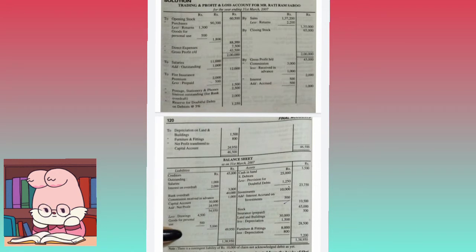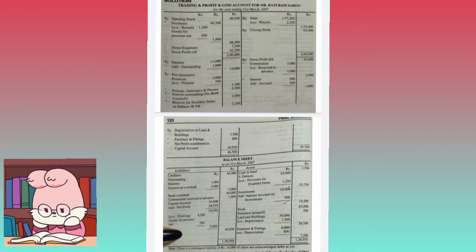Commission received in advance of rupees 1000, so this advance commission we need to deduct from the commission received on the credit side of the P&L account. So 3000 minus 1000 comes to 2000, and take this advance commission received to the liability side of the balance sheet. Next, total direct expenditure, debit this to the trading account.